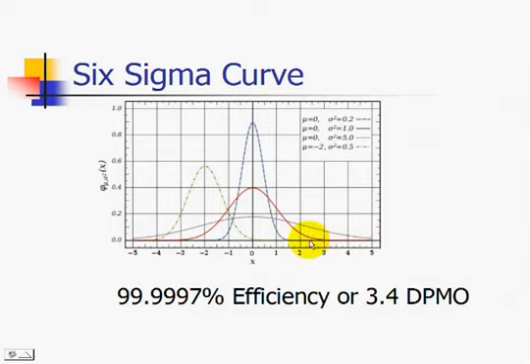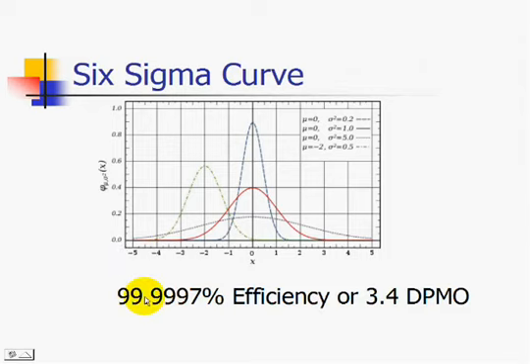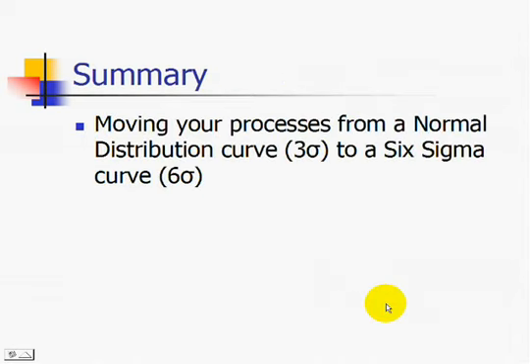So what you want to do, instead of only having 97.73% of your stuff being able to come into this plus or minus 1 inch, you're going to want 99.9997% of all the products that you make to come within that spec, which means you're only going to have 3.4 defects per million opportunities. All right, so that's sort of how that works. I just wanted to show you that curve real quick. So those are the basics for Six Sigma. That's a quick summary of what Six Sigma is.